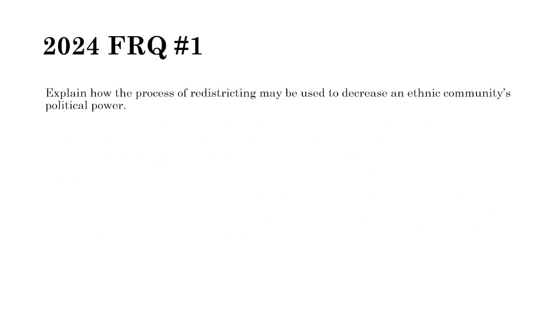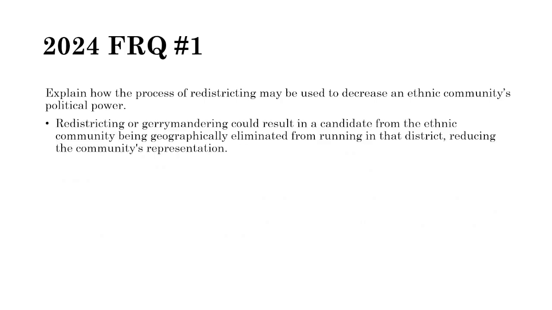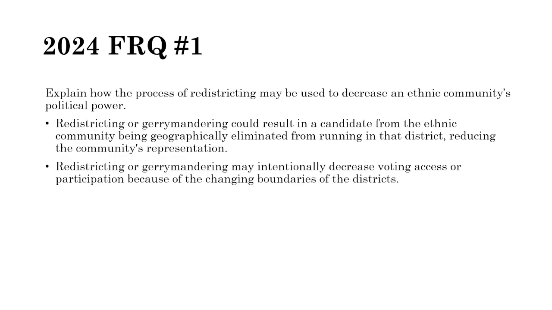Let's look at some more responses here. Redistricting or gerrymandering can result in a candidate from the ethnic community being geographically eliminated from running in that district, reducing the community's representation. Redistricting or gerrymandering can intentionally decrease voting access or participation because of the changing boundaries of the district. People may say that their districts change and they may want to vote a certain way. That's maybe the minority view or the minority vote. They may not do that anymore because they may see that it's no use or just unrealistic. So there are a lot of social and political effects of redistricting and gerrymandering.